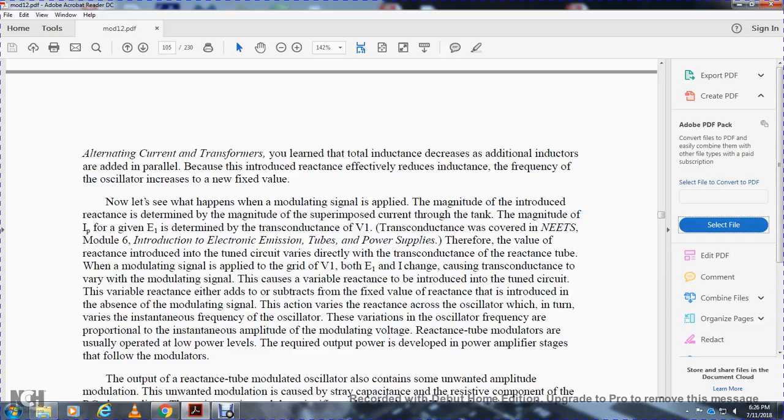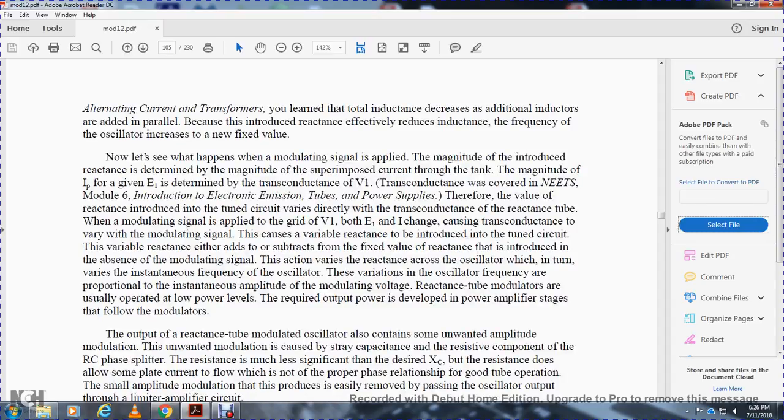The value of the reactance introduced in the tuned circuit varies directly with the transconductance of the reactance tube. When the modulating signal is applied to the grid of V1, both voltage E1 and current change, causing the transconductance to vary with the modulating signal. This causes a variable reactance to be introduced into the tuned circuit. The variable reactance either adds to or subtracts from the fixed reactance introduced in the absence of the modulating signal. This action varies the reactance across the oscillator, which in turn varies the instantaneous frequency of the oscillator. The variation of the oscillator frequency is proportional to the instantaneous amplitude of the modulating voltage.